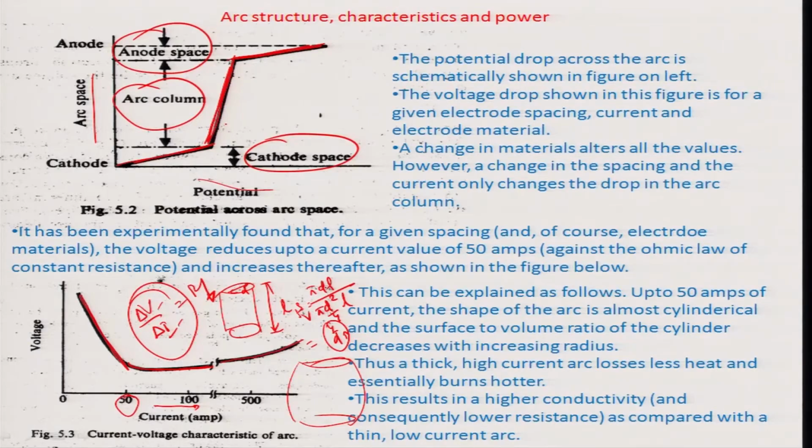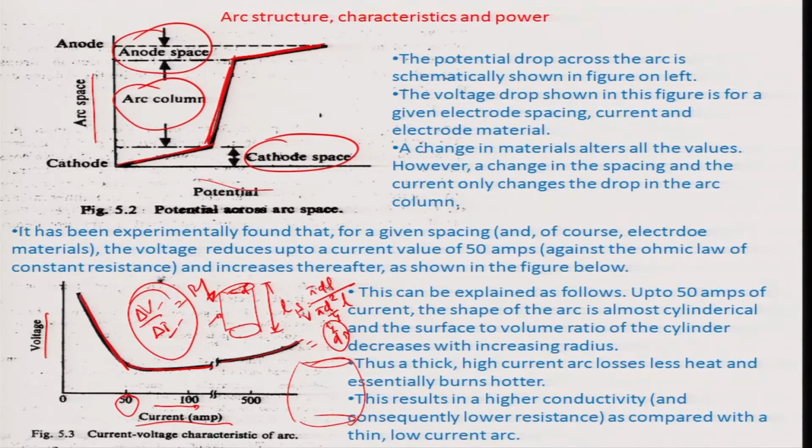We also talked about the various relationships between the voltage and current for arcs, and we reasoned out that for an arc current of less than 50 amperes, the arc is more or less cylindrical, because of which the surface to volume ratio is basically inverse of the diameter. So with the increase in diameter, there is a surface area reduction and the volume decreases, and because of which there is less heat transfer, and the arc gets hotter and the conductivity goes up or resistivity goes down.